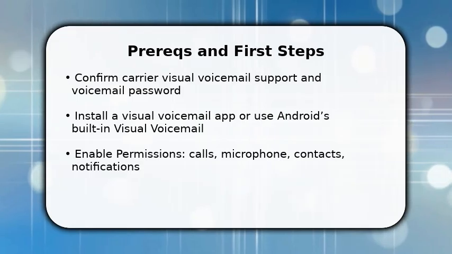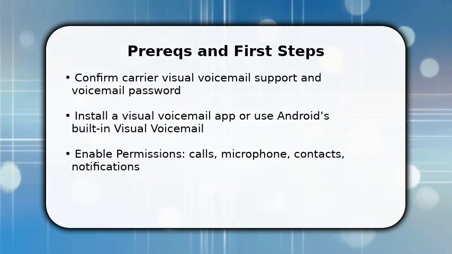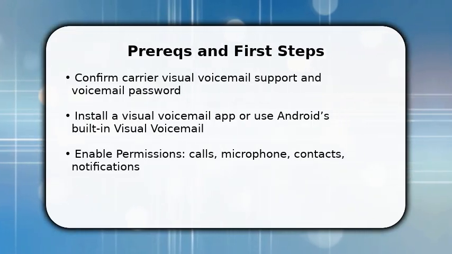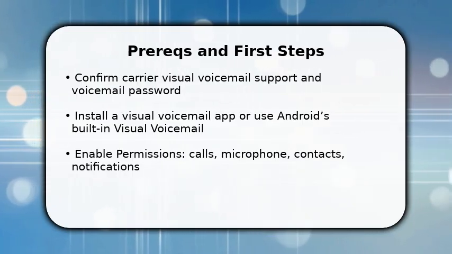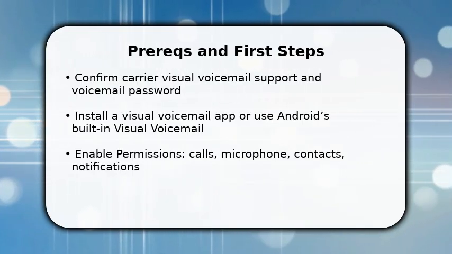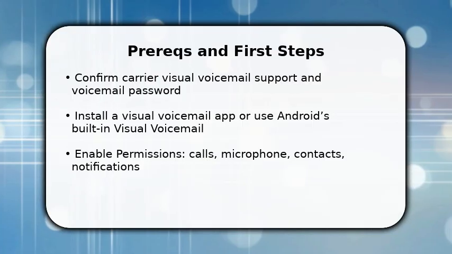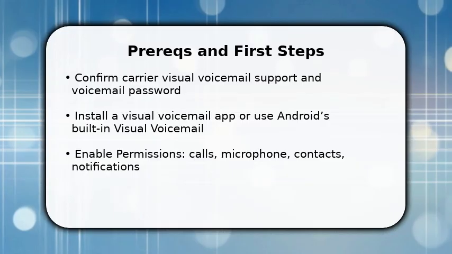Enjoy the video. You'll start by confirming the carrier supports visual voicemail and that you know your voicemail password. This removes activation roadblocks. Once done, install a reputable visual voicemail app or open Android's built-in visual voicemail. Grant required permissions for calls, microphone, contacts, and notifications so the app can fetch messages and identify callers.